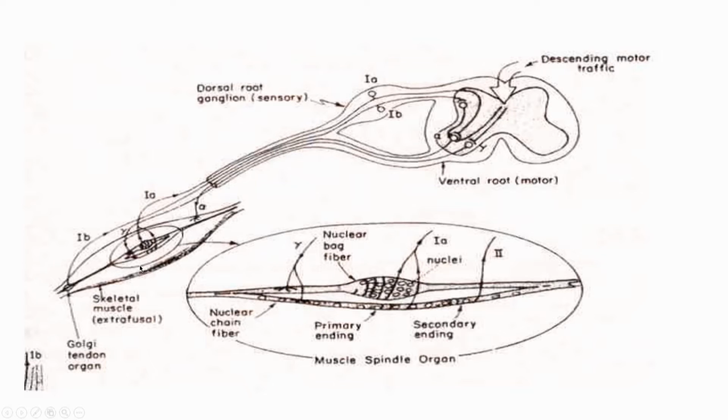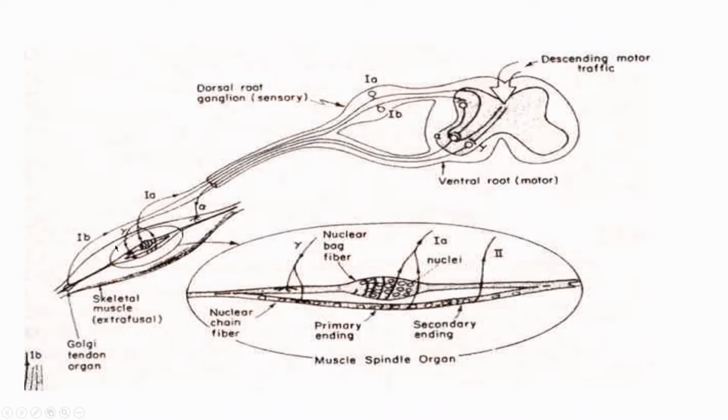And this is a Golgi tendon organ. From the Golgi tendon organ, there is 1B going. Again, 1B is a naming of the nerve fiber. Depending upon the size, depending upon how fast it can conduct the signals, it is all named 1A, 1B, right. And this alpha is coming from the motor neuron, which is the efferent. The efferent is stimulating the extrafusal muscles.